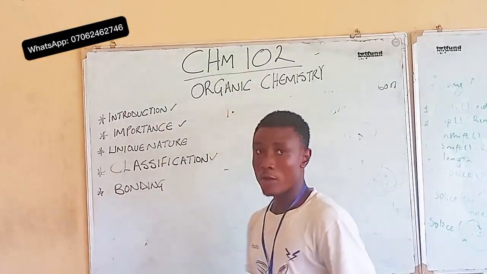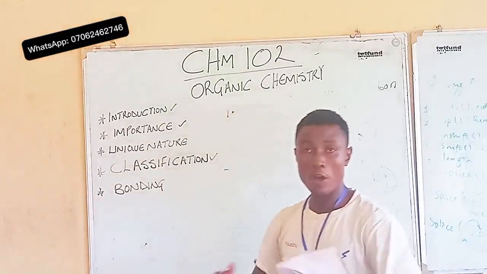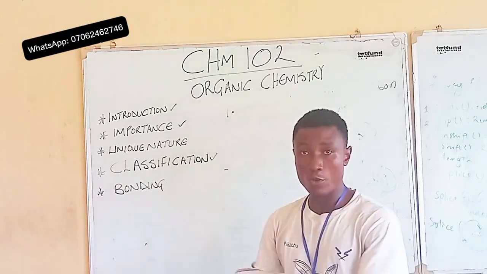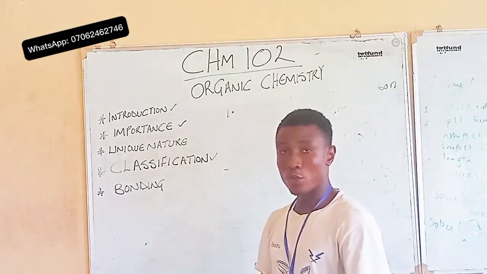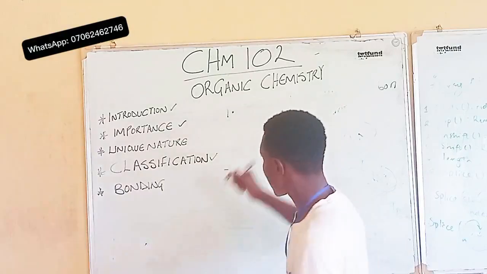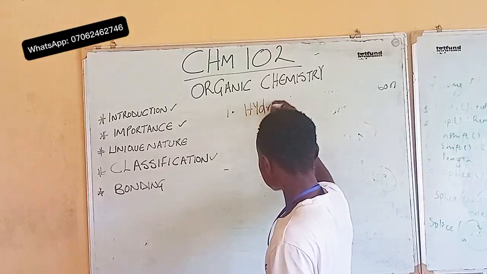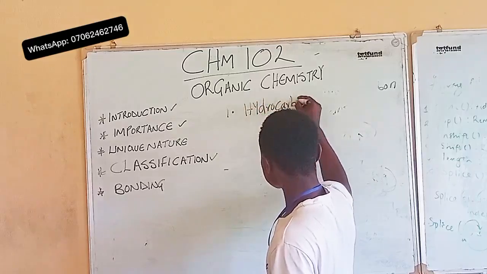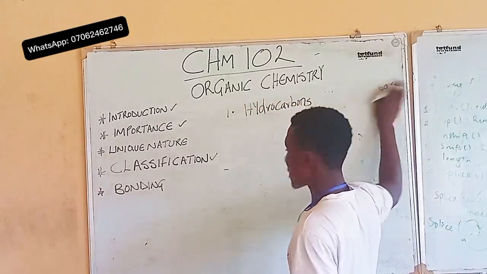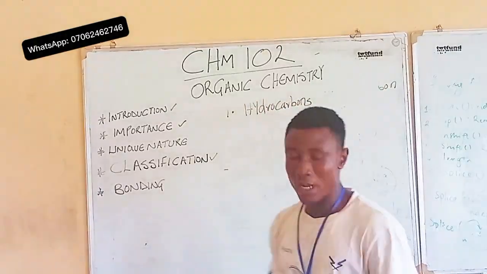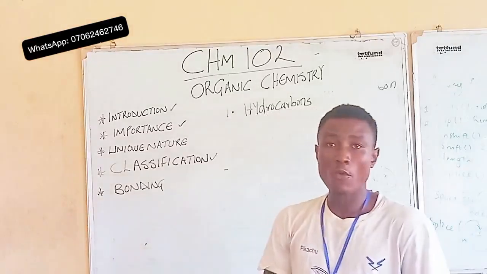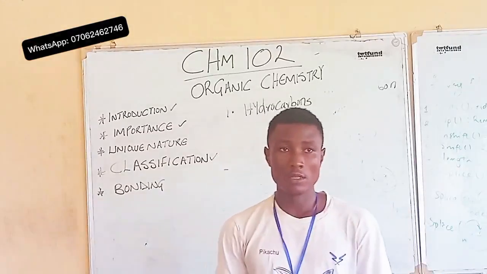I know we have heard about hydrocarbons a lot of times. The fuel we use, the petrol we use in our house, yes, they are products of hydrocarbons. So we have the word hydrocarbons, which is made of hydrogen and carbon. In the hydrocarbons, we have three types.